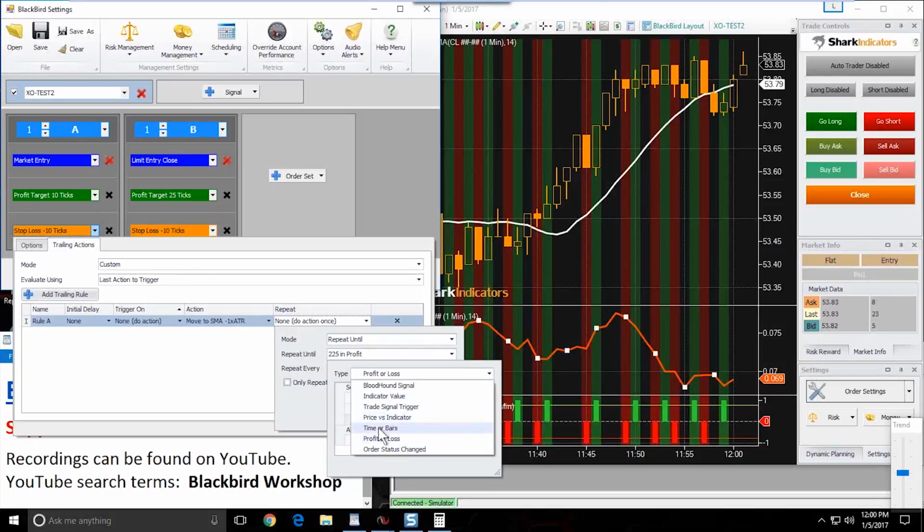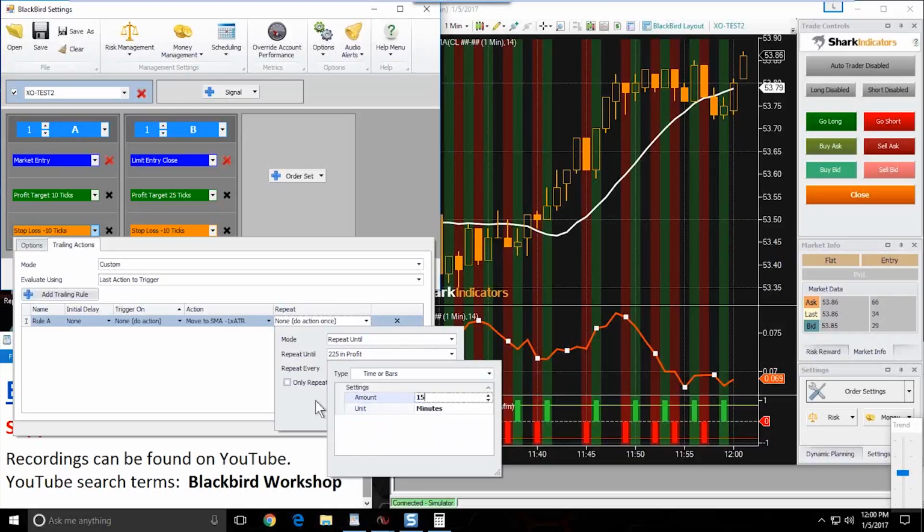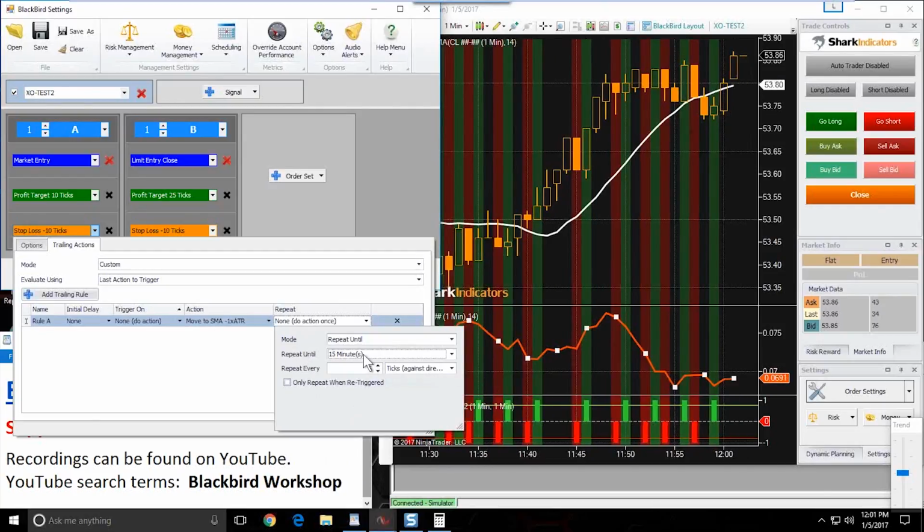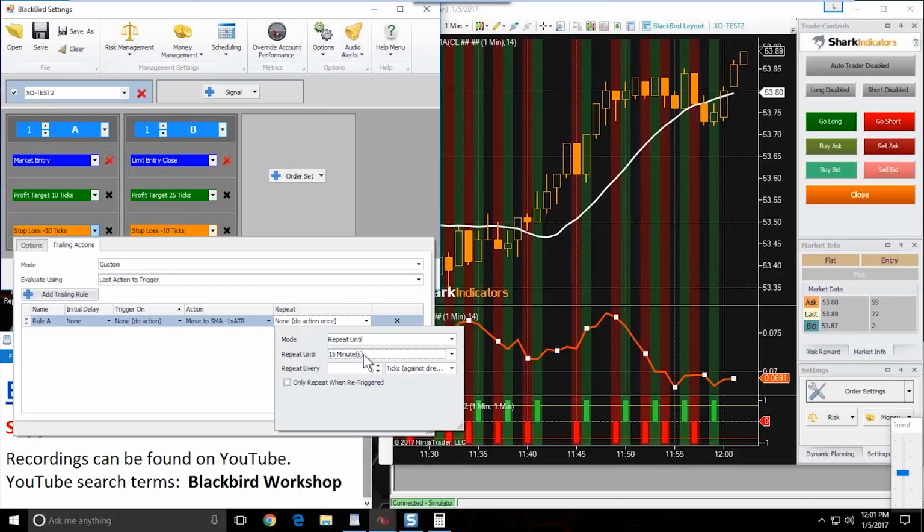Let's see, what if we did another one here? Another one: timer bars. So we could say you can repeat this rule for 15 minutes. This trailing rule can keep on trailing for a total of 15 minutes, and that's it. Once the 15 minutes is over, then this trailing rule would no longer execute anymore. It would no longer repeat anymore.